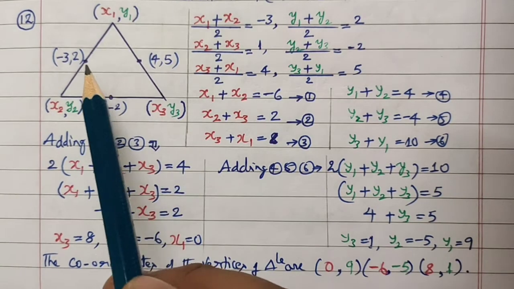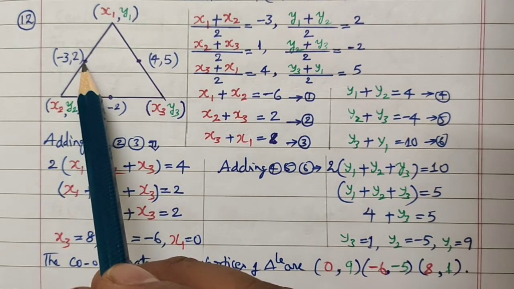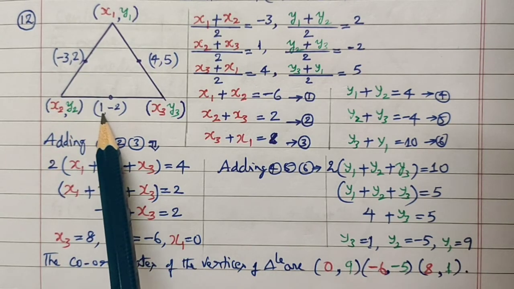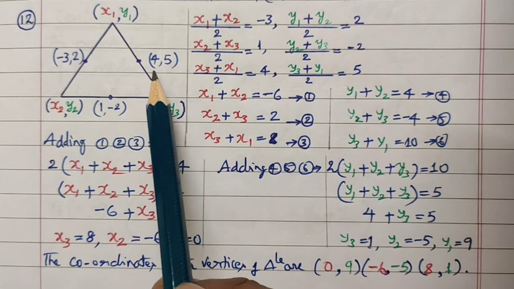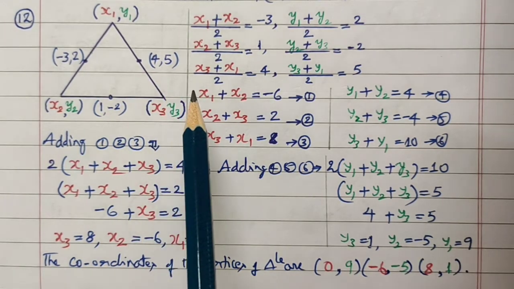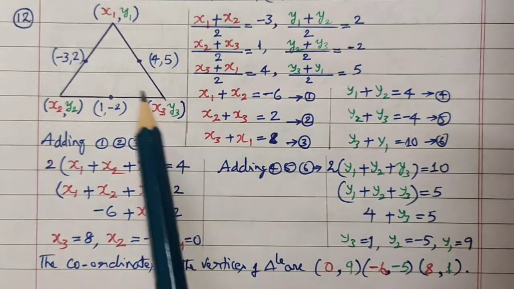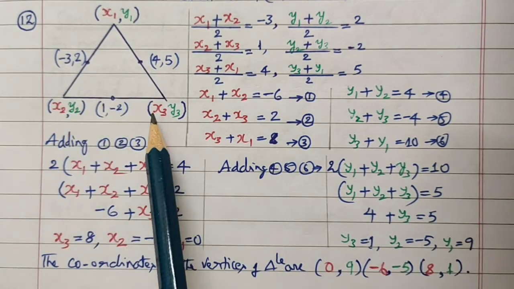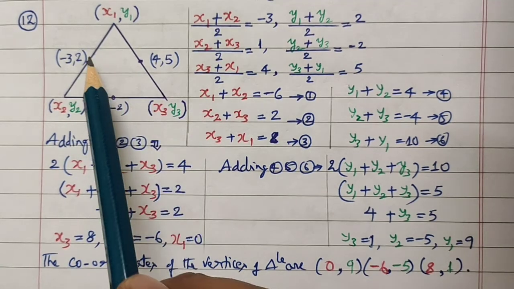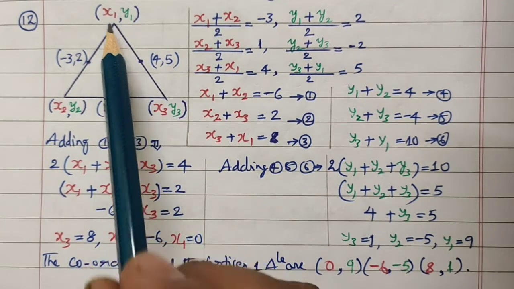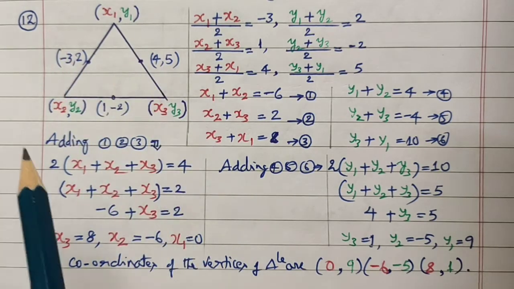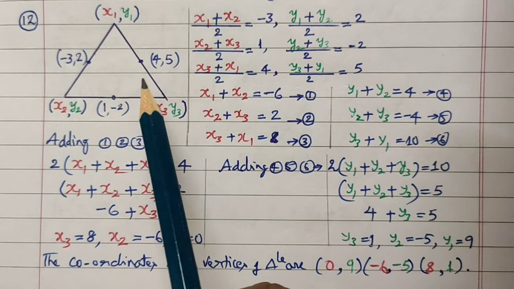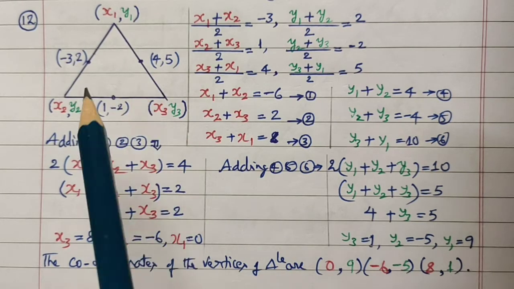Here they are given the midpoints of this side as minus 3, 2, of this side as 1, minus 2 and of this side 4, 5. We can use the midpoint formula. If we consider the vertices of this as x1, y1, this as x2, y2, this as x3, y3, we can use the midpoint formula for this line and this line and this line separately. Then we can easily find out the values of x1, y1, x2, y2 and x3, y3.